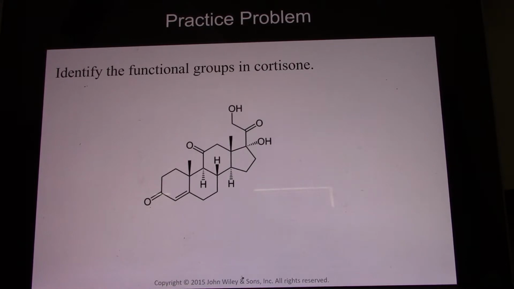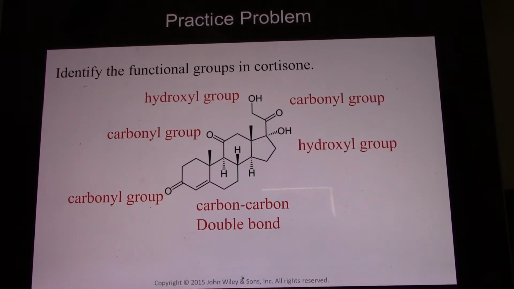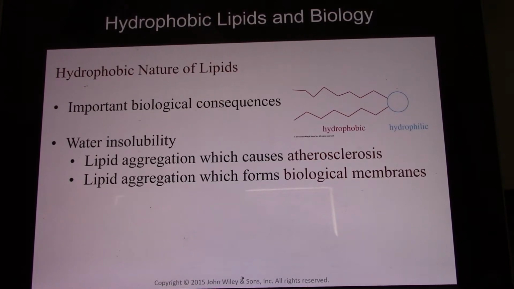So identify the functional groups in cortisone, again another steroid. You have a hydroxyl group, a carbonyl group, another hydroxyl group, another carbonyl group, another carbonyl group, and the double carbon bond. These are all the different functional groups that we see in this molecule.